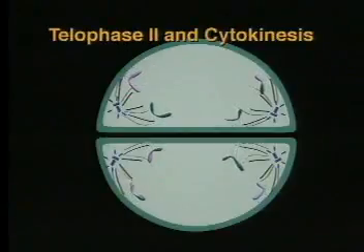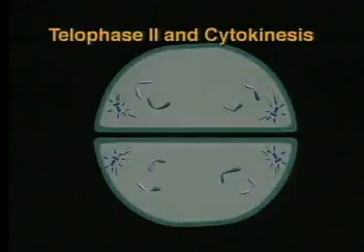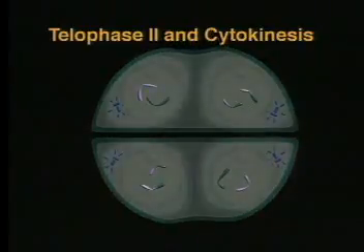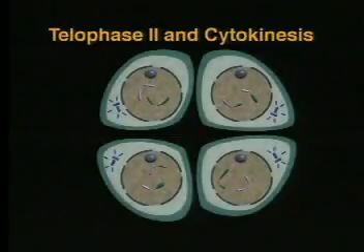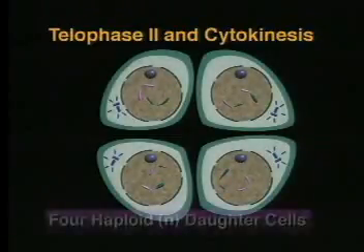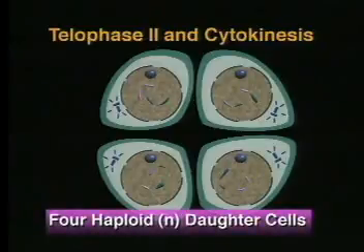With the onset of telophase 2, the spindle fibers disappear and new nuclear membranes are generated around each set of chromosomes. As the nuclei reappear, cytokinesis divides the cytoplasm and 4 haploid daughter cells are formed. This process occurs in all vertebrates.